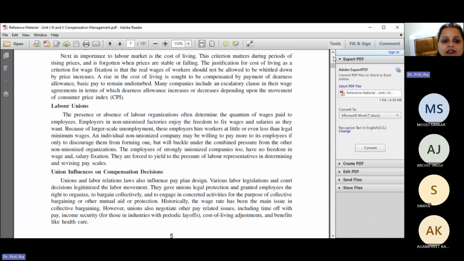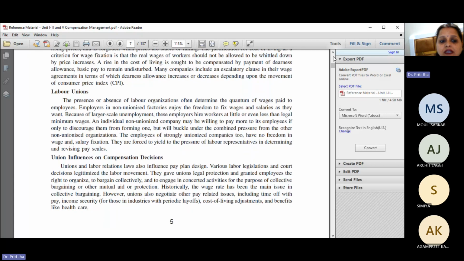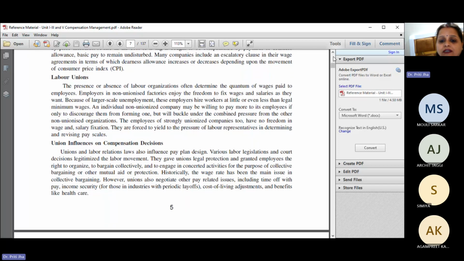Next factor is union influences on compensation decisions. Unions and labor relations laws also influence pay plan design. Various labor legislations and court decisions legitimized the labor movement. They gave unions legal protection and granted employees the right to organize, to bargain collectively, and to engage in concerted activities for the purpose of collective bargaining or other mutual aid or protection.